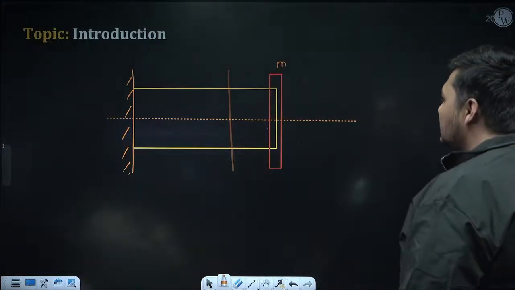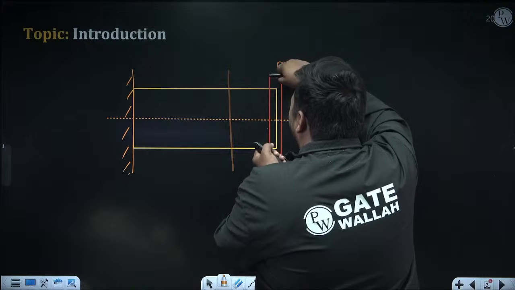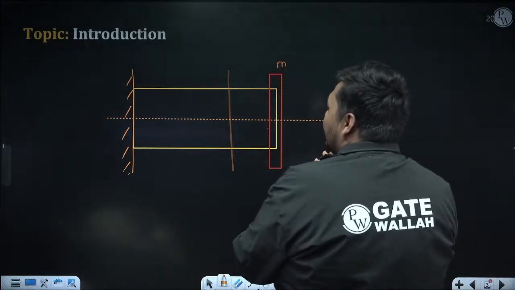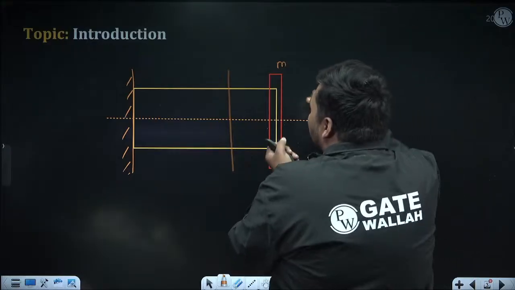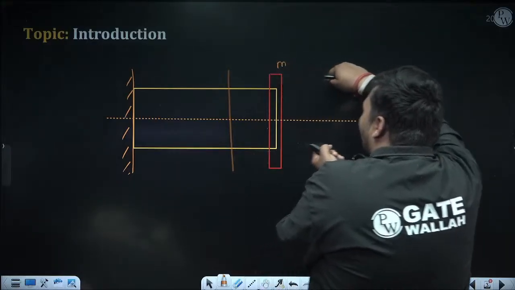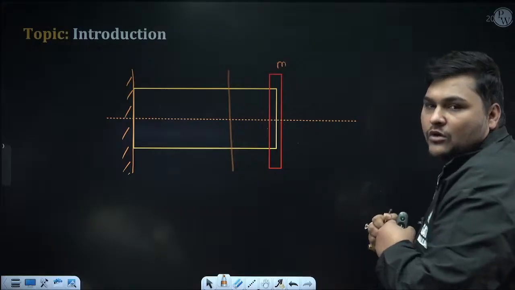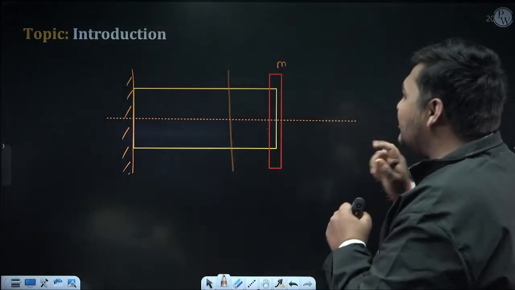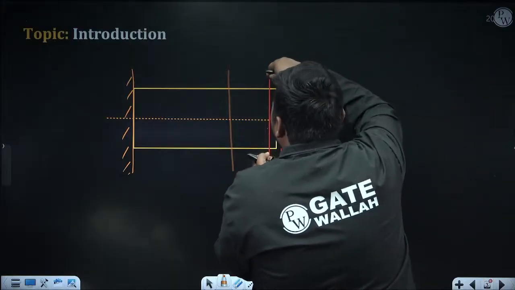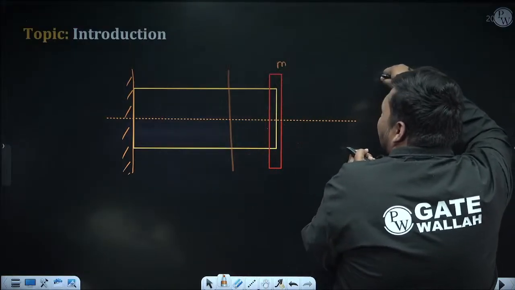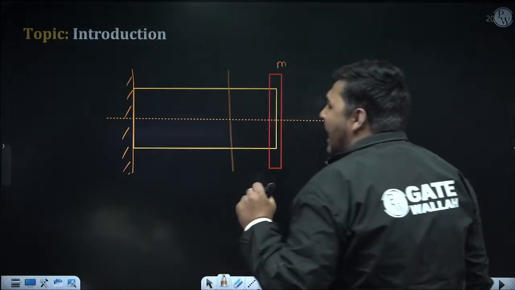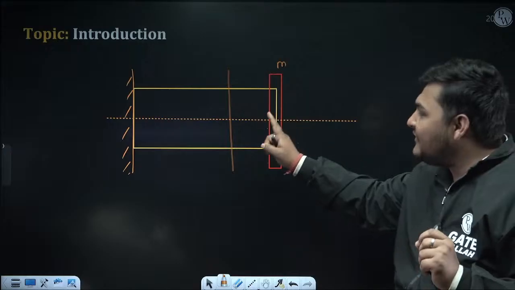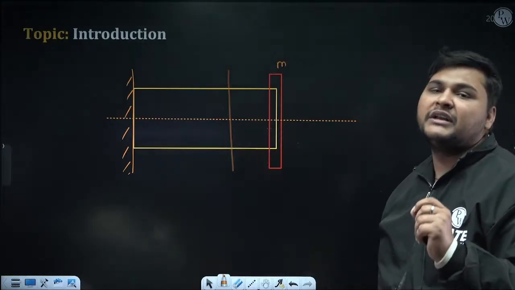Suppose I am disturbing this mass from its mean position. Right now this is its mean position. Now suppose I am disturbing this mass from its mean position in longitudinal direction like this. And after that I am releasing it. Now see, if you disturb the mass from its mean position like this, can I say this bar will deform in longitudinal direction? Means axial deformation will occur in the bar.